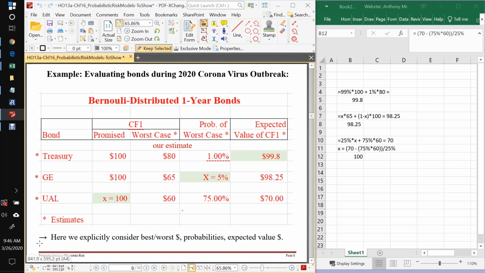Okay, and so what have we done here? The nice thing about this table is that it tells us everything that we need to know about the project-specific risk for these bonds. We've explicitly considered the best and worst case cash flows, their probabilities, and the expected values. If we kept repeating this by the Treasury experiment in a situation like the height of the 2020 coronavirus outbreak, we'd get on average over the long haul 99.8, et cetera, et cetera. Okay, good.